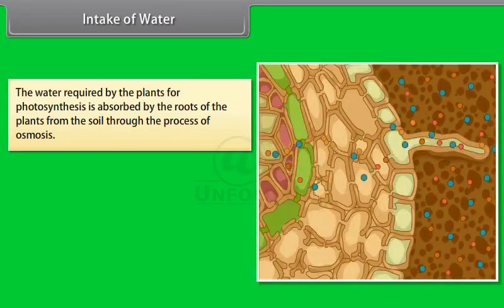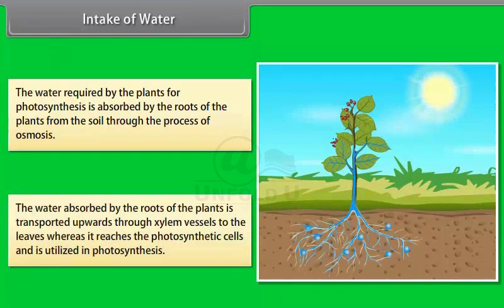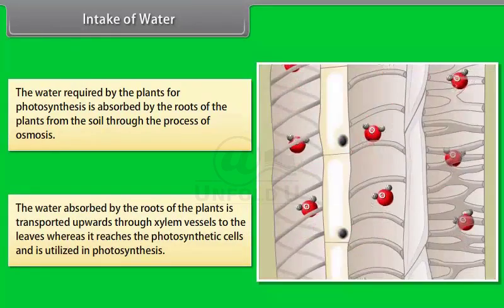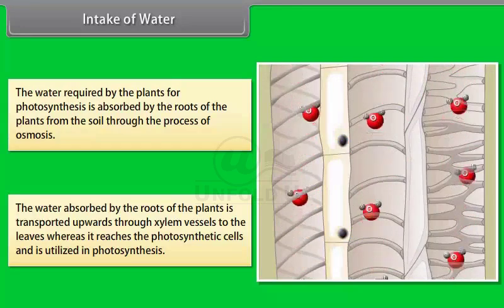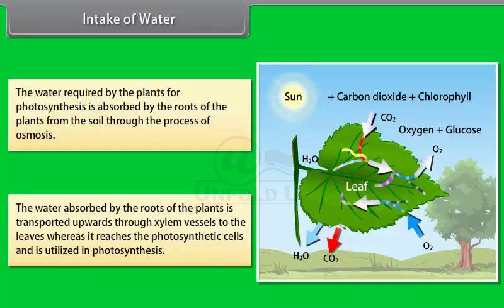Intake of water. The water required by the plants for photosynthesis is absorbed by the roots of the plants from the soil through the process of osmosis. The water absorbed by the roots of the plants is transported upwards through xylem vessels to the leaves, where it reaches the photosynthetic cells and is utilized in photosynthesis.